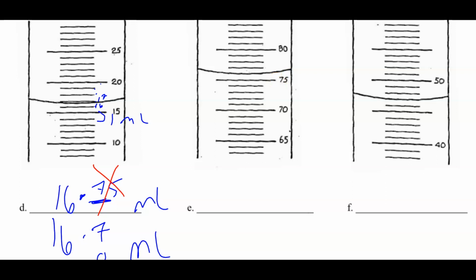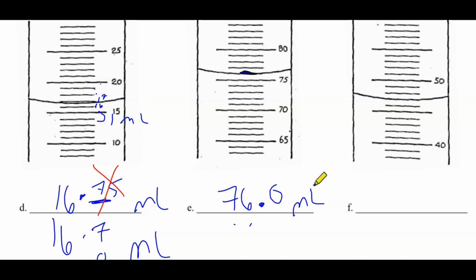Okay, next one. Looks like we're going by ones again. Let's just double check. 75, 76, 80. Yep, right here. Now this one, be careful. You would want to say 76, but I can read the tens and the ones. It's right on the line, so I've got to call that 76.0 milliliters.